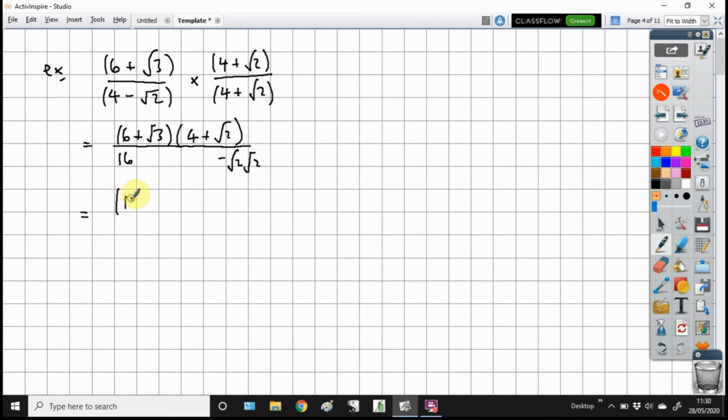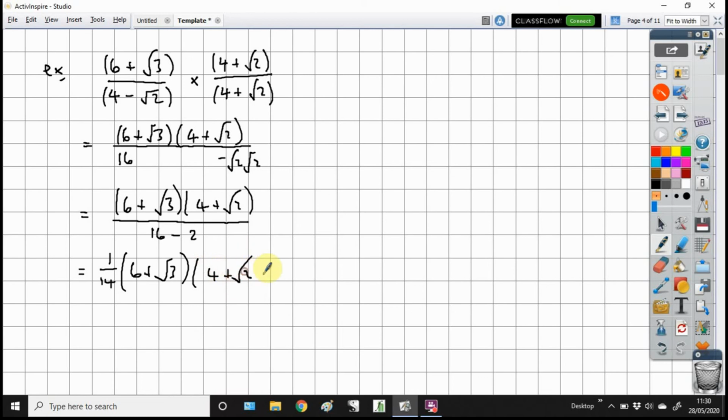So the same brackets in the numerator. We've got 6 plus root 3, 4 plus root 2, all over 16 minus 2. That's 14. What we've got here is an invisible one on the front of the numerator. We've got 1/14 of 6 plus root 3, 4 plus root 2. I think I'll just leave it like that. Again, we've managed to rationalise the denominator.